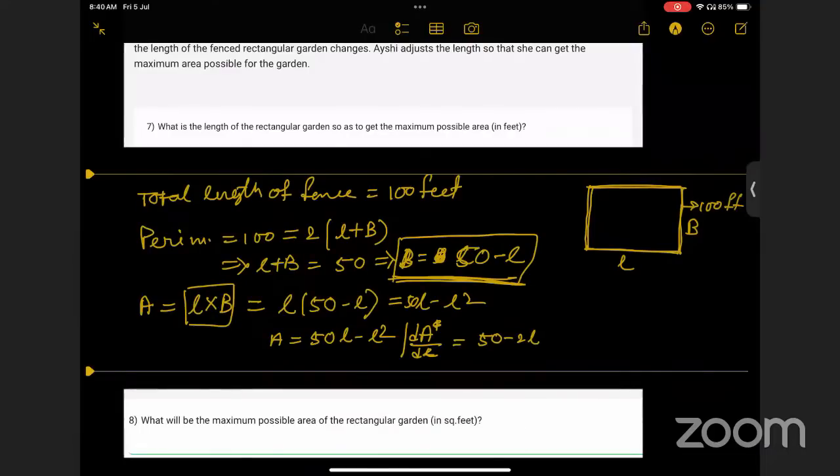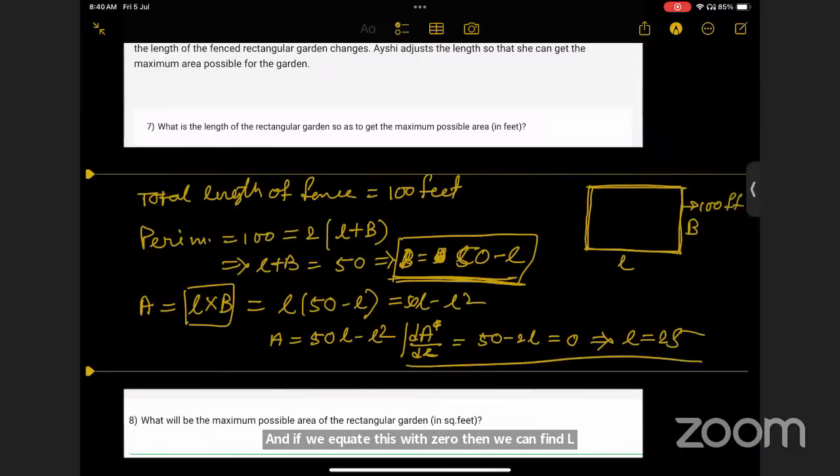And if we equate this with 0, then we can find L equals 25. So this is the critical point for this function, right? At this point, the function will have a maximum. So yeah, this is the procedure. Now you can ask if you have a doubt regarding that.